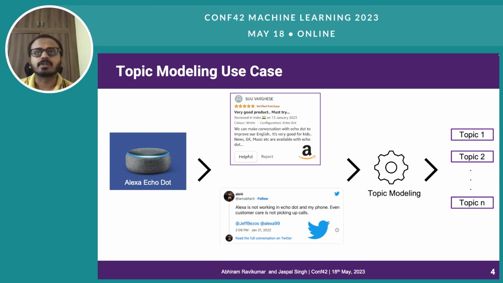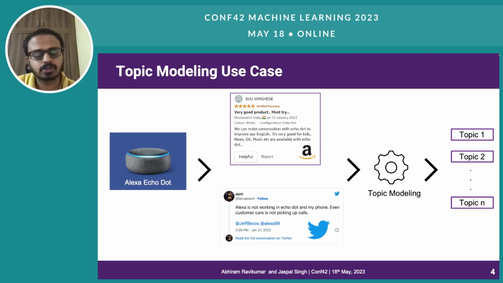So let's get started. Let's imagine that you have a product like Alexa Echo Dot, which is basically a Bluetooth enabled voice assistant. People buy it mostly online and also in offline stores and leave reviews on websites like Amazon reviews and also Twitter, right? So both e-commerce as well as social media sites.